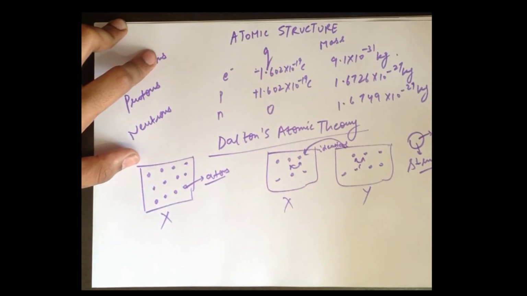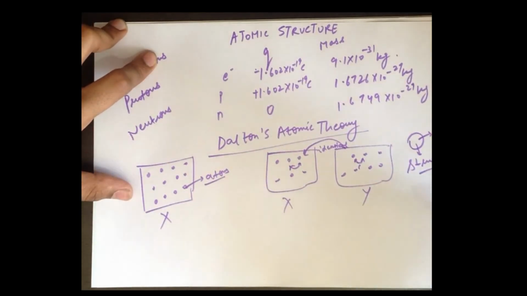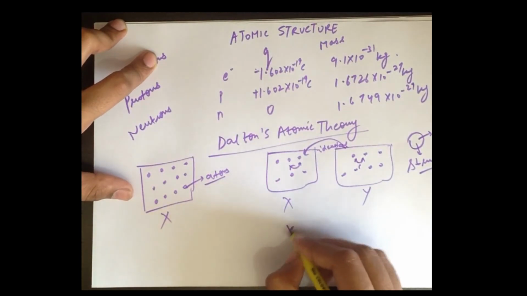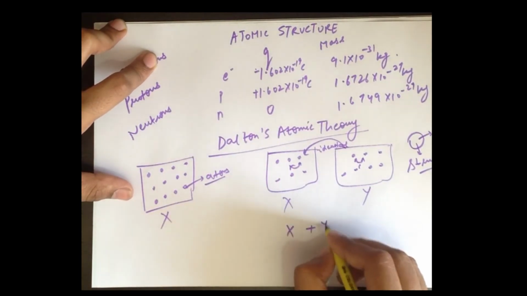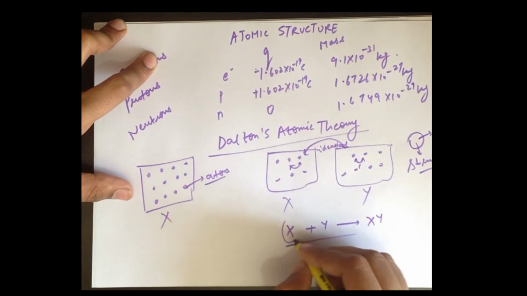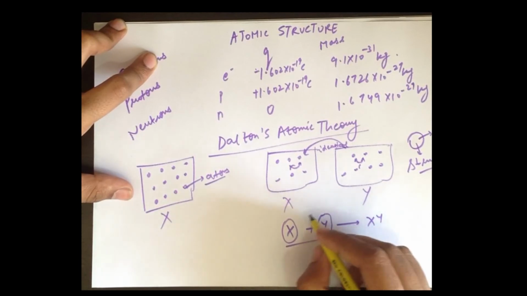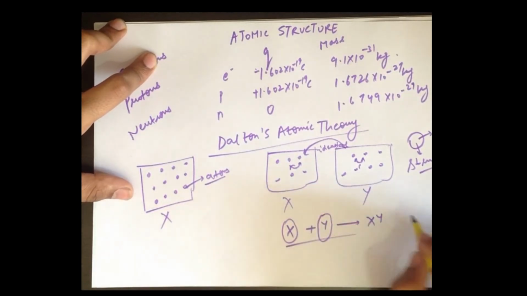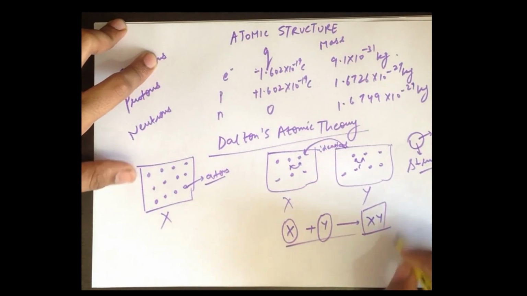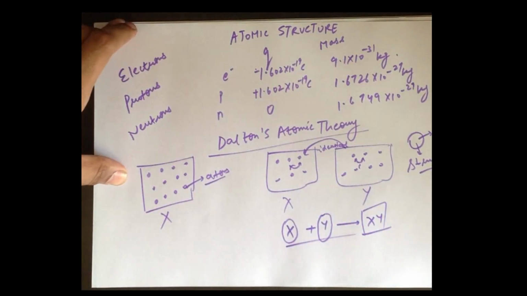The last postulate of this theory was that atoms of an element take part in chemical reactions to form a molecule. For example, if we have X plus Y, which gives XY, the atoms of X react with or combine with the atoms of Y to form this compound XY. So these were the main postulates given by Dalton's atomic theory.